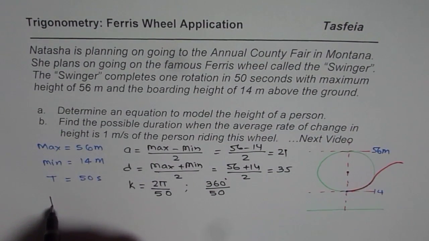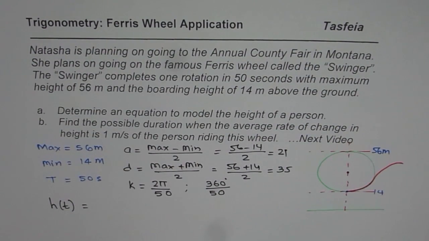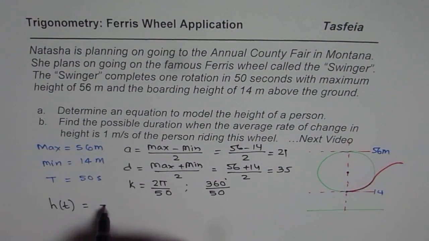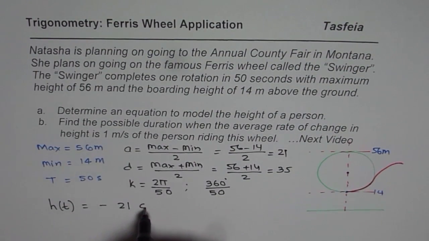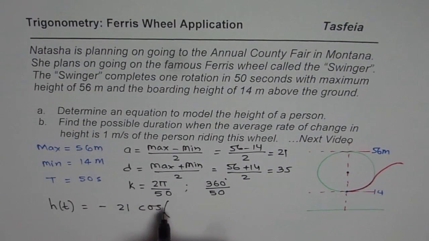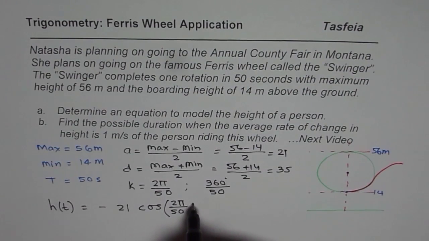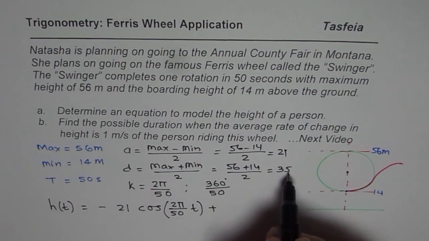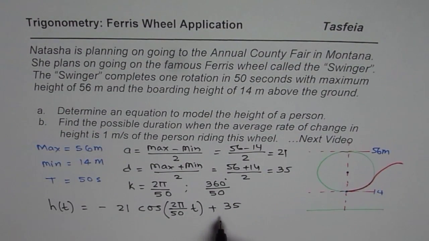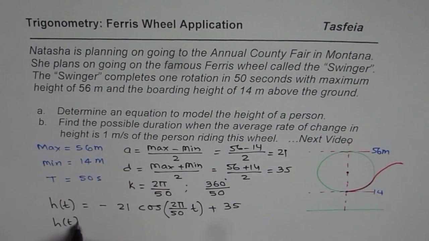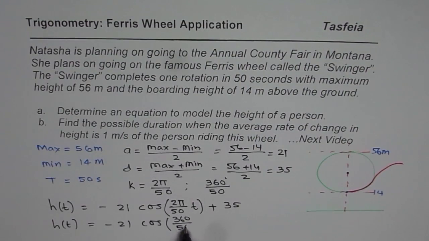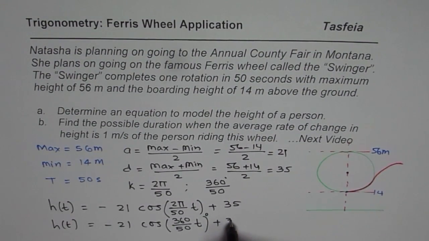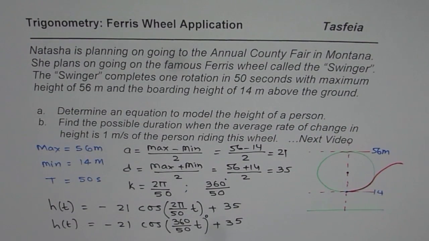So we can write the height h as a function of time t as equal to, we are using cosine functions. We'll start with negative since we have started from the bottom, minus, and amplitude here is 21, so minus 21 cos of the k value. If you are doing in radians, it would be 2 pi over 50. I'm not simplifying it. You should of course simplify it. Times t, plus D, which is 35. This will be in radians, correct? Now you could have the same function in degrees also, where the equation will be minus 21 cos of 360 divided by 50 times t, this is in degrees, plus 35, right? So these equations model the situation, correct?